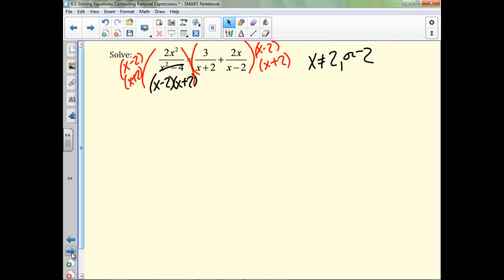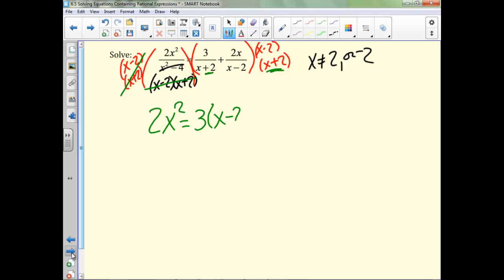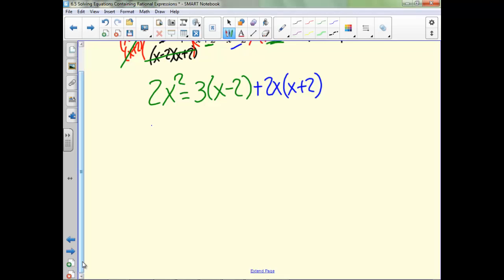Notice on the right side, these will cancel with both, so we're just left with 2x squared. On the left, this x plus 2 will cancel with that x plus 2. So we'll have 3 times x minus 2. And then this x minus 2 will cancel with that one. So 2x times x plus 2. And now we'll just solve this like normal.